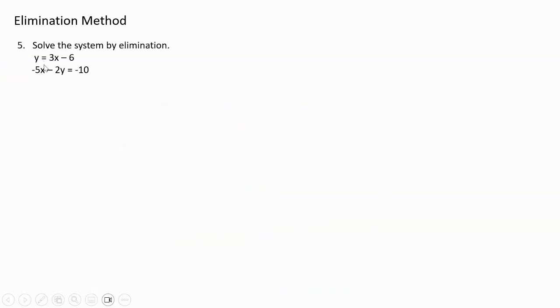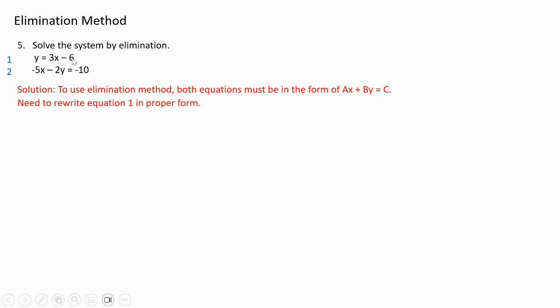Now I'm going to do the very same one again, but by the elimination method. For the elimination method, both equations must be in the form ax plus by equals c. If you notice, equation 1 is not in the proper form, so I need to rewrite it. Here, I'm going to subtract 3x from both sides. So now it's in the proper form, right? Equation 1 is negative 3x plus y equals negative 6, and equation 2, we'll just bring down.